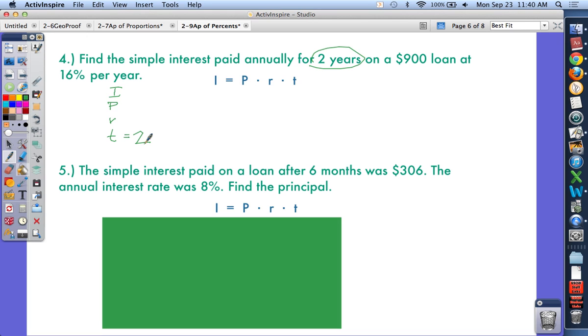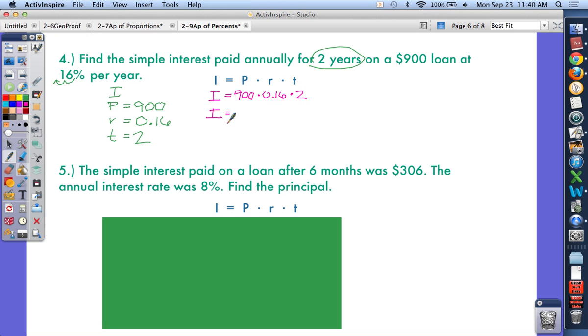It's on a $900 loan, so that's how much I'm taking out total. That's my principal. And then it's 16% per year, so that's my rate. Remember, you have to make it a decimal, so move it over 2. My rate is actually 0.16. So in this first problem, the I is what I don't know, the interest. Plug everything in here. I'm going to leave the I as my variable. P is the 900. The rate is the 0.16. And the time is 2. Now you can definitely use a calculator here to multiply these.